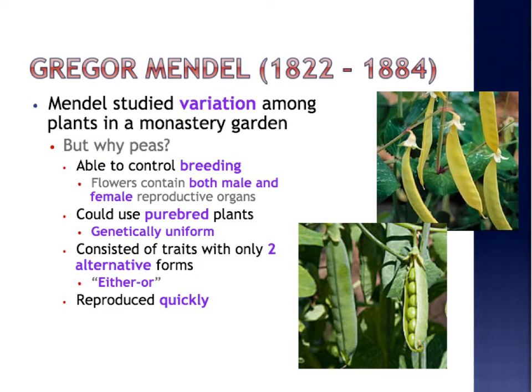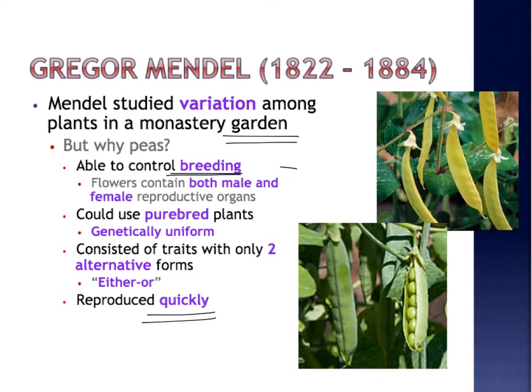So you might be asking yourself, why peas? Why would he work with pea plants? Well, they were readily available in the garden at the monastery. They were rather cheap. They reproduced quickly. He was able to control the breeding, and I'll get to that in just a second.